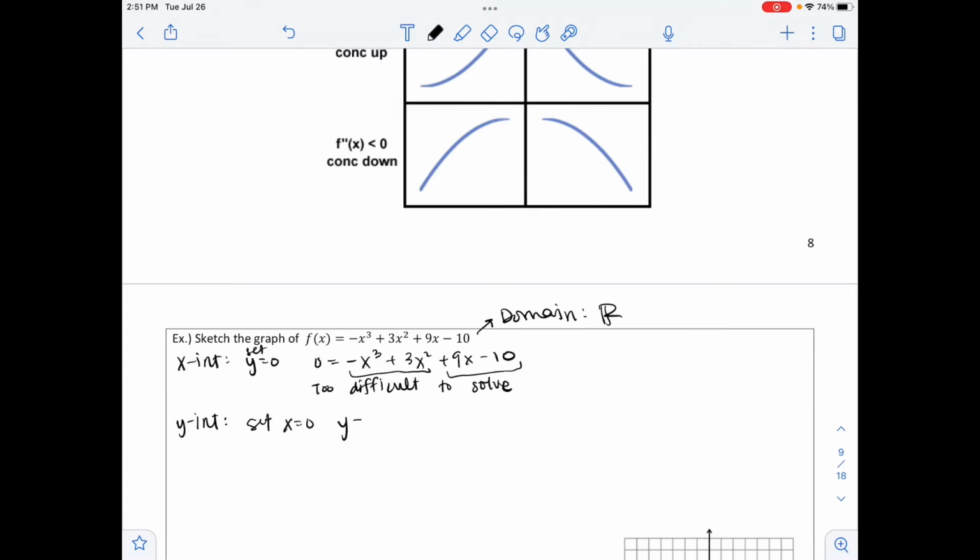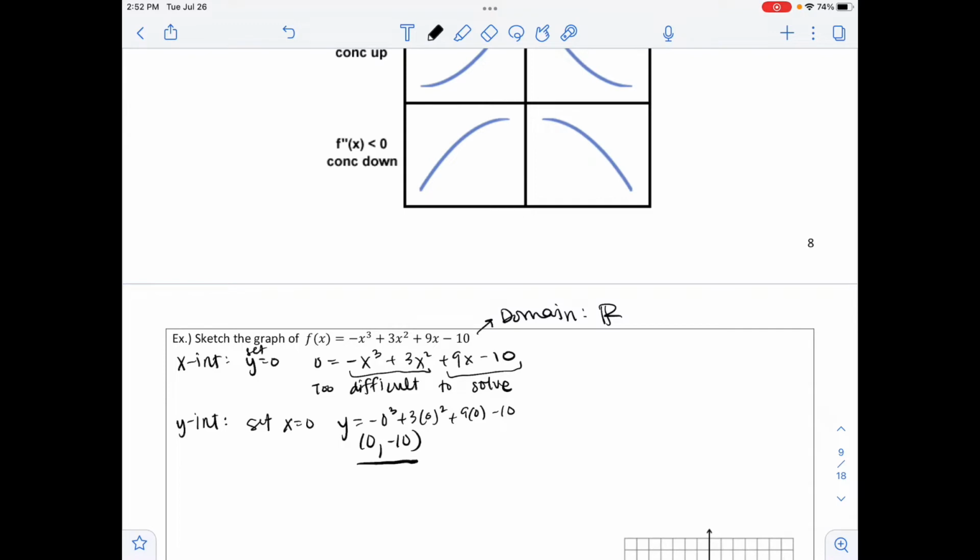So we're going to have y equals negative 0 cubed plus 3 times 0 squared plus 9 times 0 minus 10. And so we get y equals negative 10. And so our y-intercept is going to be at (0, negative 10). I'm going to underline this also because it is difficult to find my answers in all of the work that we have.